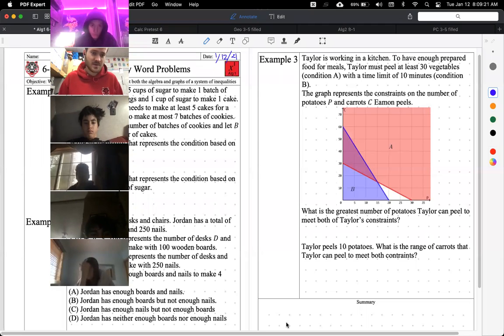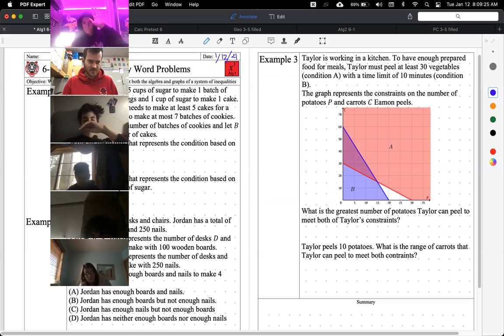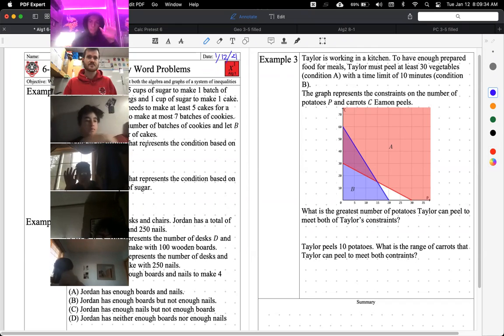Okay, there's a lot of reading for this one. So who can read the entire first paragraph and this first question ending with write an inequality representing the condition based on the number of eggs? Yeah, Diego.